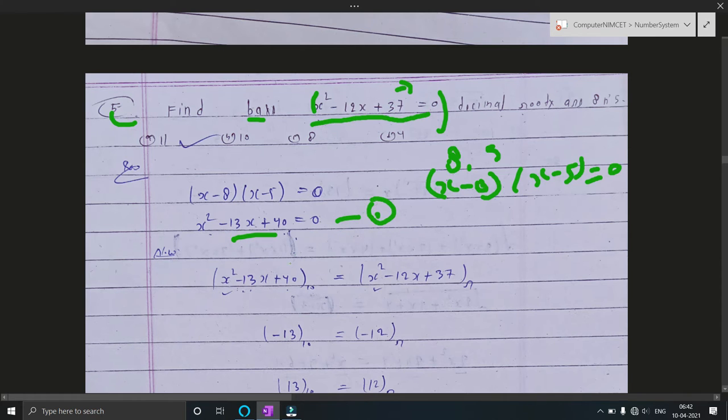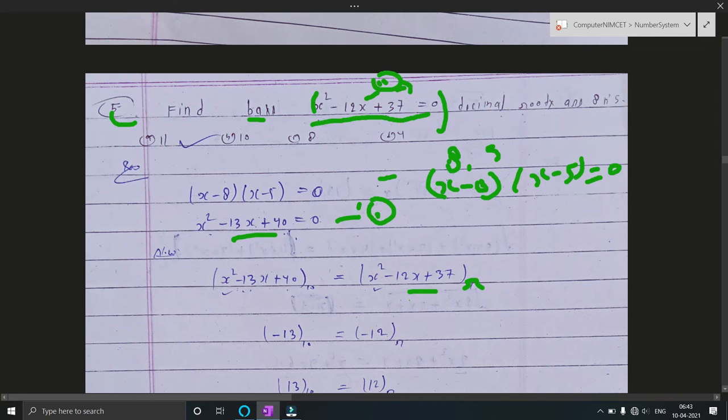And the same equation is given as the second equation: x square minus 12x plus 37 equal to 0. Both equations are the same, but the difference is that the first equation is in decimal form, and the second is in a form I don't know. But these two equations are equal. That is pretty simple. So x square minus 13x plus 40, which is in base 10, equals x square minus 12x plus 37, and this one let it be base r.